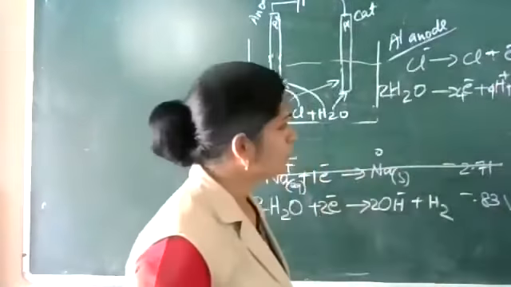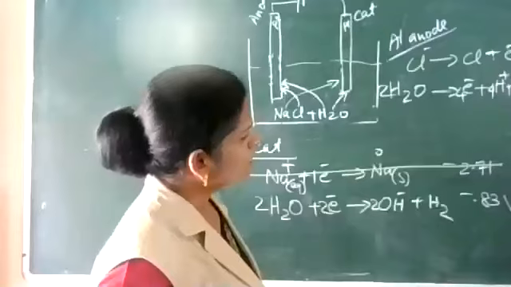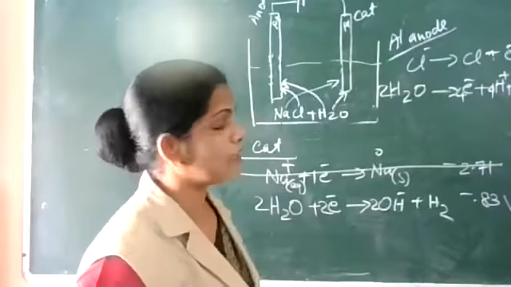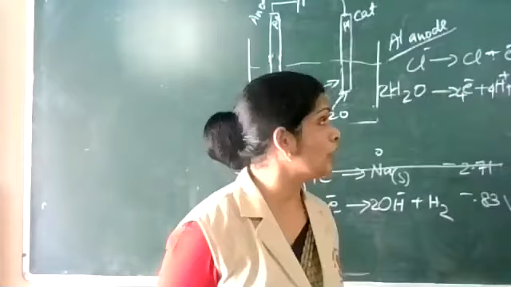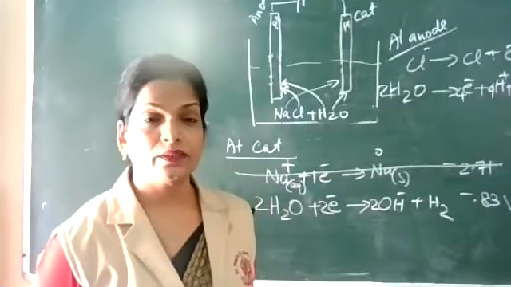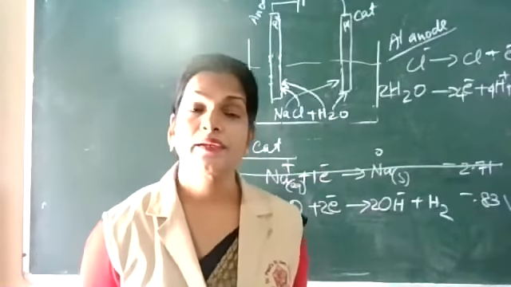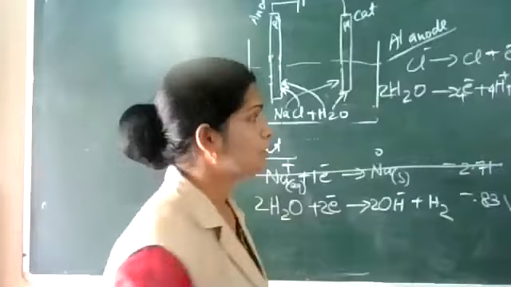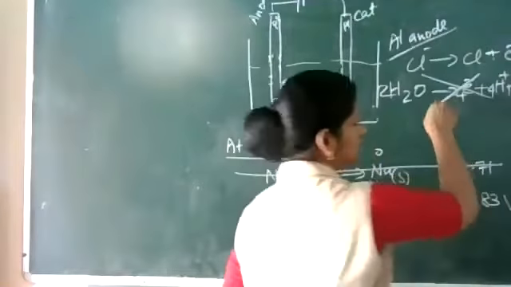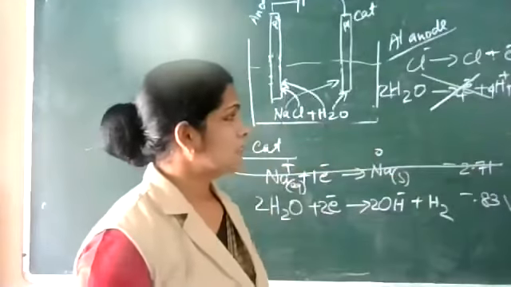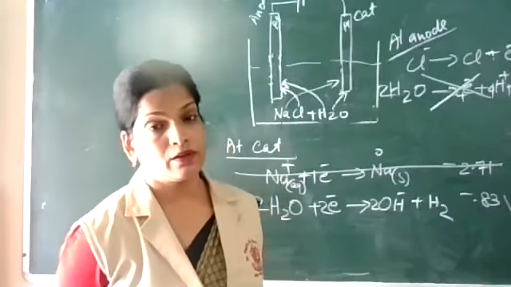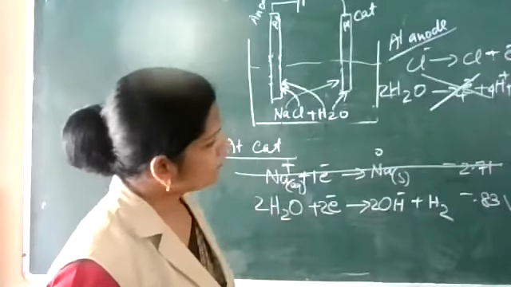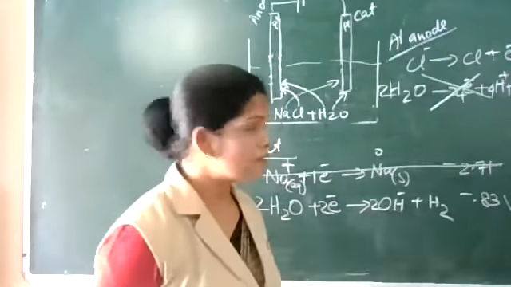1.23 volt. So here actually, what should have happened at the anode level? Water should have undergone oxidation to get oxygen. But this reaction is very slow, so it will not take place. Here we have to give some overpotential, extra potential, so normally it will not take place. Then we have only one option, that is chlorine.